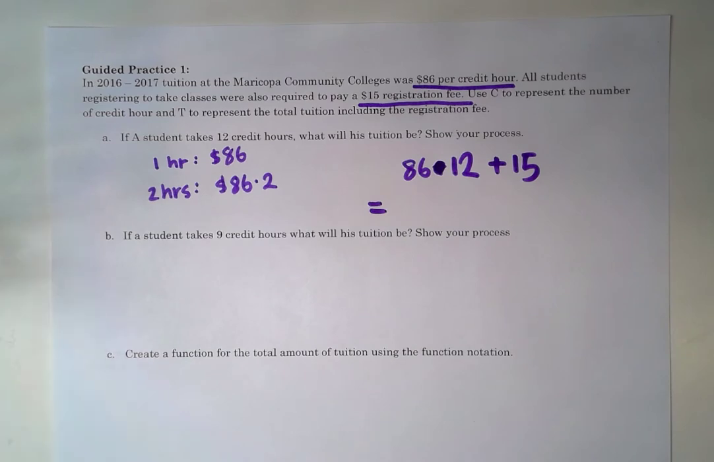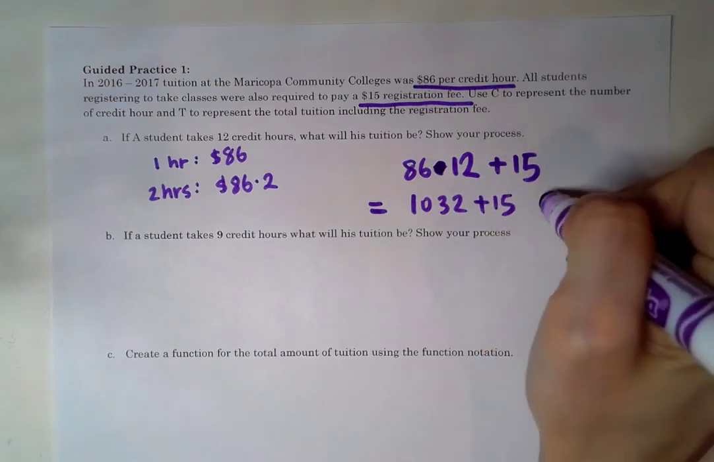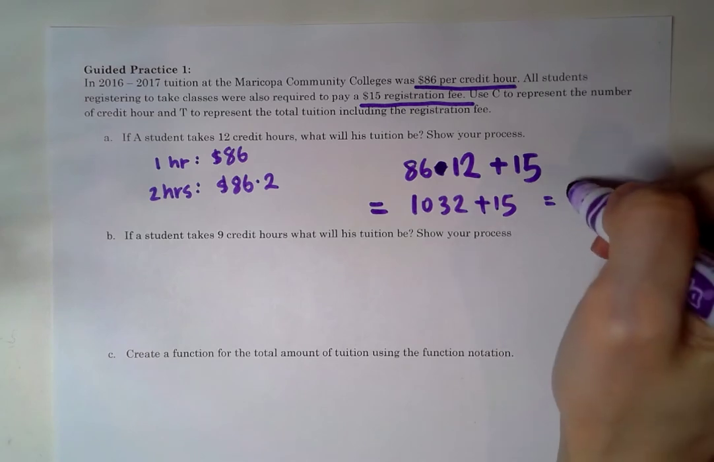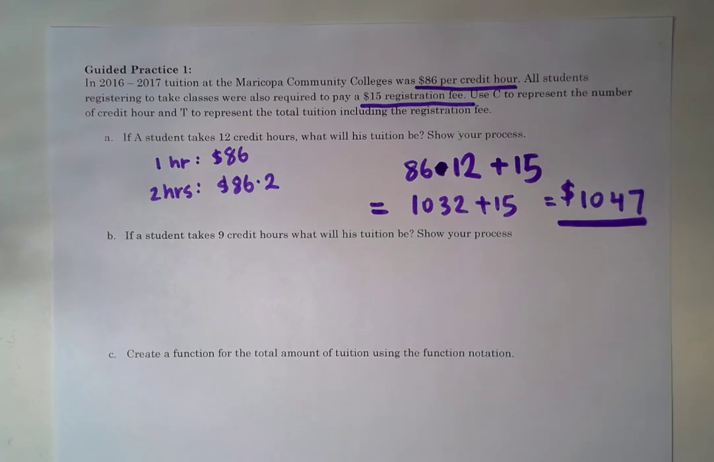So let me see, 86 times 12 is 1,032, plus 15 is $1,047. So for A, if the person takes 12 credits, then he needs to pay $1,047. That includes the credit hours and the registration fee. Okay? And then look at B.